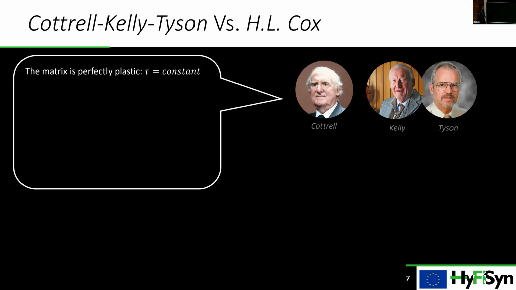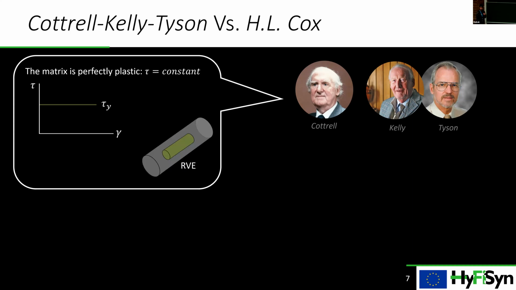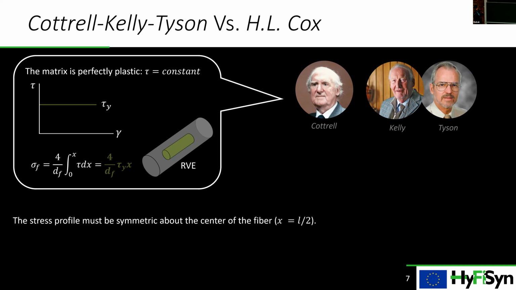So what did they assume? They assumed that the matrix is perfectly plastic, meaning that the interfacial shear stress is constant, and it equals the shear yield strength of the matrix. By considering a simple representative volume element, they were able to solve this equation by simply considering tau as a function of x to be a constant. So this means that the stress profile in the fiber will be symmetric about the center of the fiber. And also we expect the maximum from both ends in the center of the fiber, meaning that the maximum stress in the fiber is a function of the fiber length.